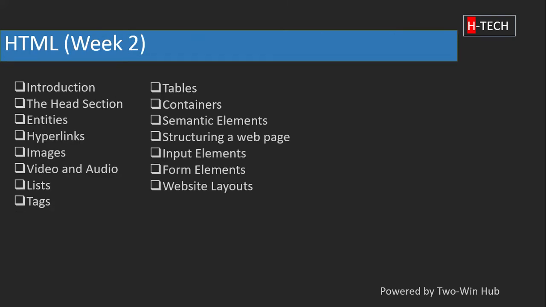So for week 2, where we'll talk about HTML in full, we're looking at things in the head section. What are the HTML entities, hyperlinks, how do I use images, how do I use videos, how do I use audio, how can I do a list, how do I do tags, working with tables, containers, HTML5 semantic elements, how do I structure a web page, and then how do I take in user input using the input elements and form elements, then general website layouts. So that's what we'll be covering in week 2 for HTML.